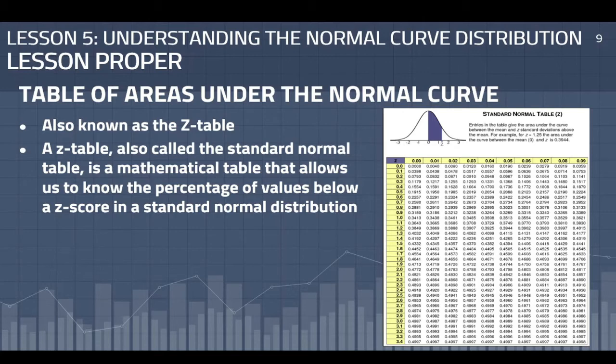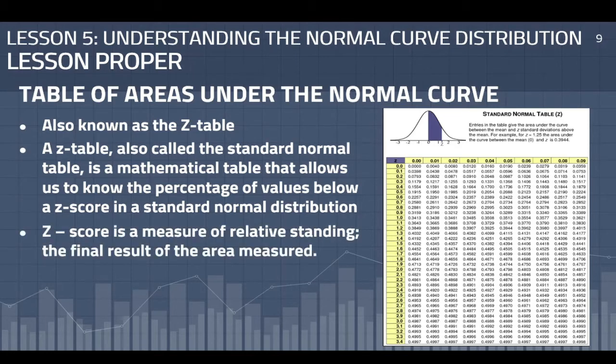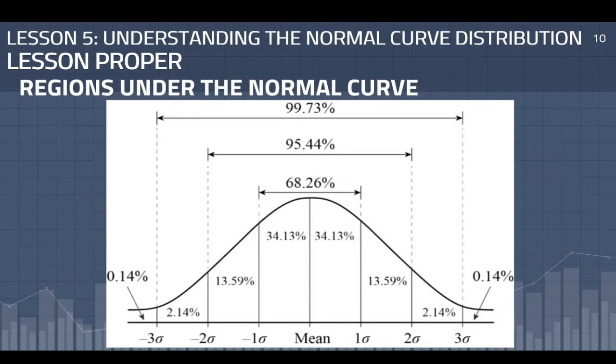Sir, kailangan po ba namin kabisaduhin tong Z-table? Hindi po. Guide lang po ito, okay? Lagi ito yung katuwang nyo kapag nag-solve kayo ng problems involving normal curve. Okay? Z-score is a measure of relative standing and the final result of the area measured. So, ito yung kanyang regions. Sir, kailangan po ba kabisaduhin namin yan? Not really. Hindi naman kailangan.